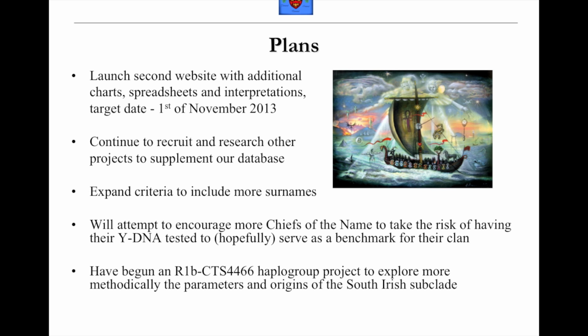We hope to continue recruiting, expand our criteria for adding surnames to the project. This is a personal thing of mine. I hope we can attempt to encourage more chiefs of the name to take the risk of having their Y-DNA tested to hopefully serve as a benchmark for their clan. There are only 2 hereditary chiefs so far who have been brave enough to test: Conor the O'Brien and Geoffrey Paul the O'Donoghue of the Glens.